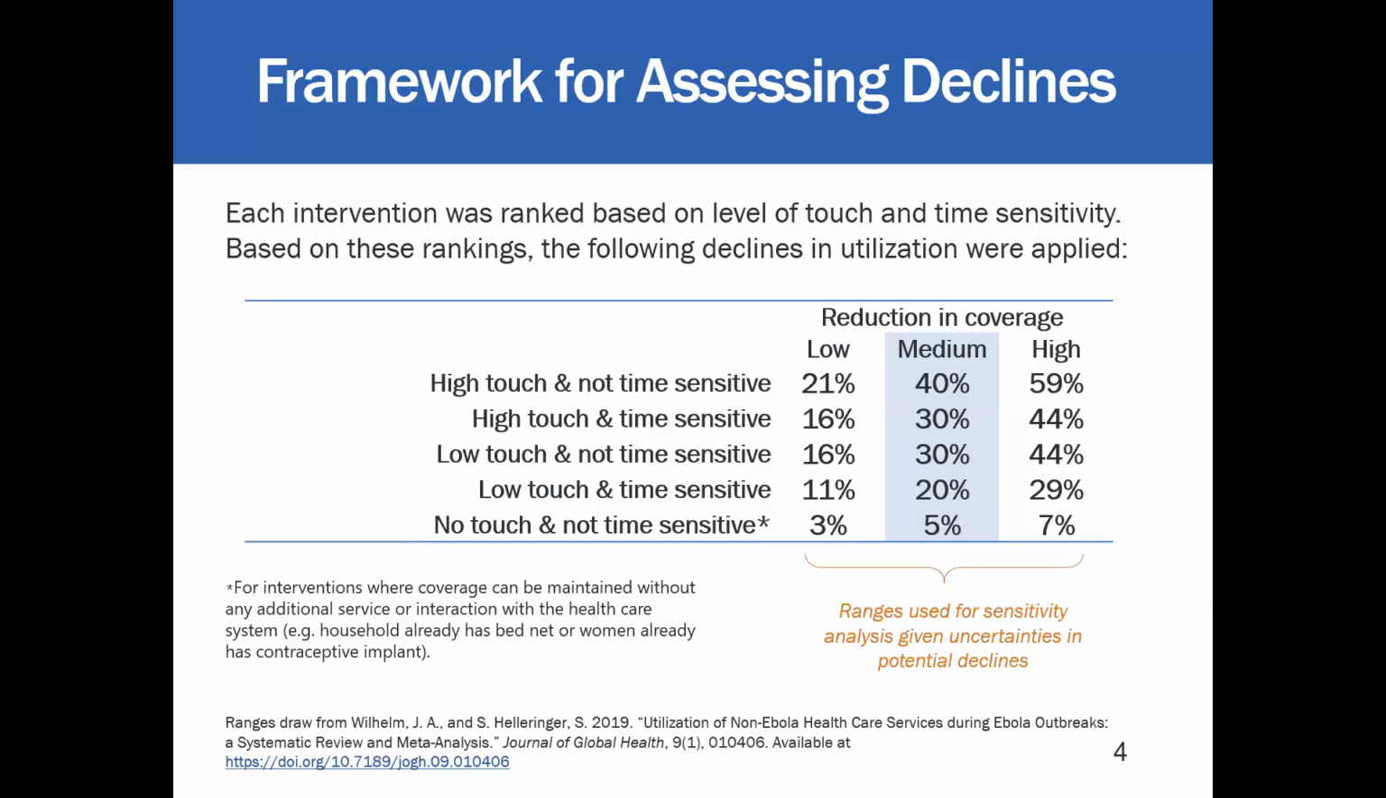There seem to be two different dimensions at play. One is the level of touch, how much interaction there is with healthcare providers, and the more touch, the more disruption. But that is then paired with an idea of time sensitivity, right? Things that can be delayed without significant health impact or consequences, people are probably more likely to delay. Whereas for things that really can't be delayed, people are more likely to still find a way to get to that service, even if there is disruption and even if there is that high level of touch.